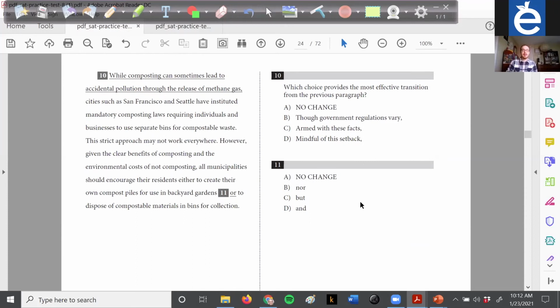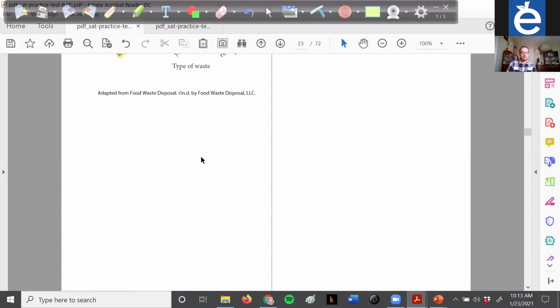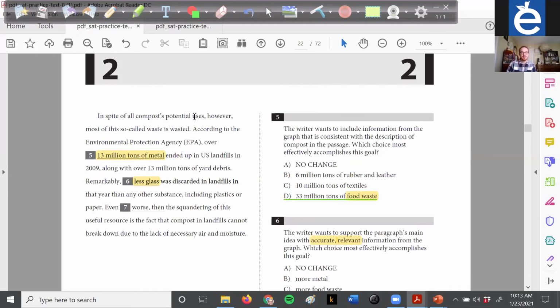While composting can sometimes lead to accidental pollution through the release of methane gas, cities such as San Francisco and Seattle have instituted mandatory composting laws requiring individuals and businesses to separate bins for compost waste. So we're being asked for number 10, which provides the most effective transition from the previous paragraph. All right, so what were we talking about in the previous paragraph? We were talking about how food waste gets sent to the landfills.